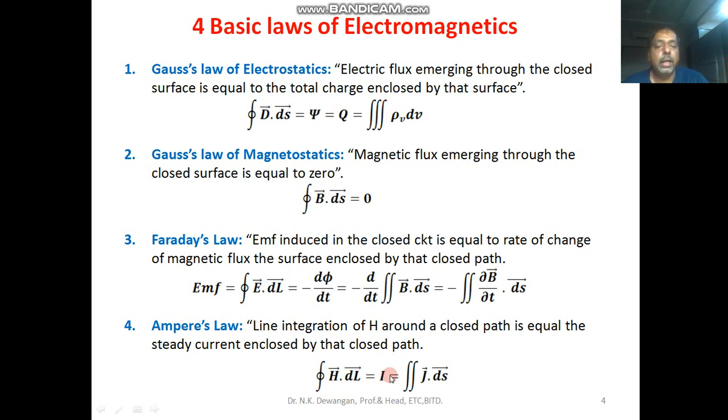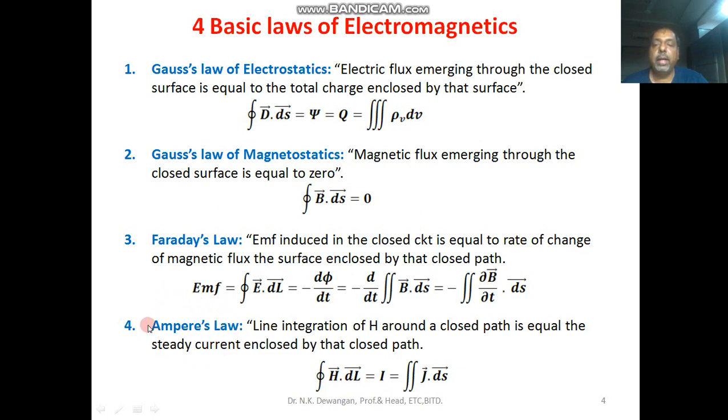If we don't know the current, but we know the value of current density, then we can write it like this: the closed path integration of H dot dl is equal to the surface integration of J, the surface enclosed by that closed path. So for the derivation of Maxwell's equations, Maxwell modified this fourth equation, Ampere's law. This is very important.